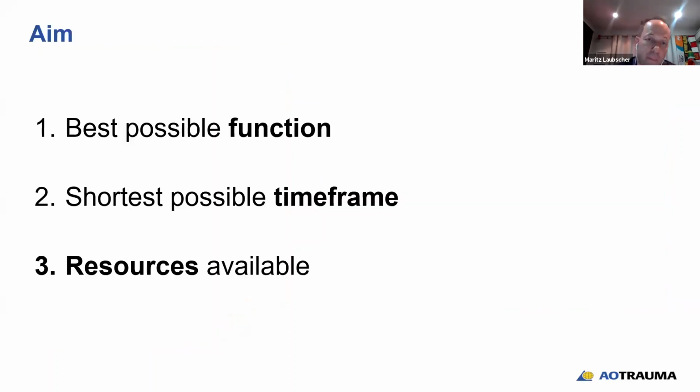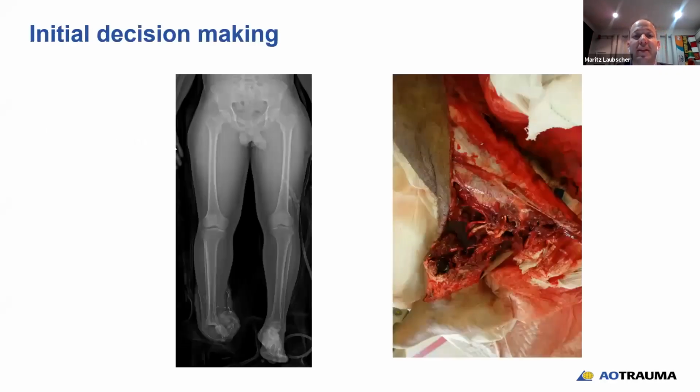So our aim for prosthetic reconstruction is to give the patient the best possible function in the shortest possible time frame and with the resources available where you work. And that might not be the same for all of us, as some might work in more resource constrained environments than others. So the initial decision making is quite difficult.